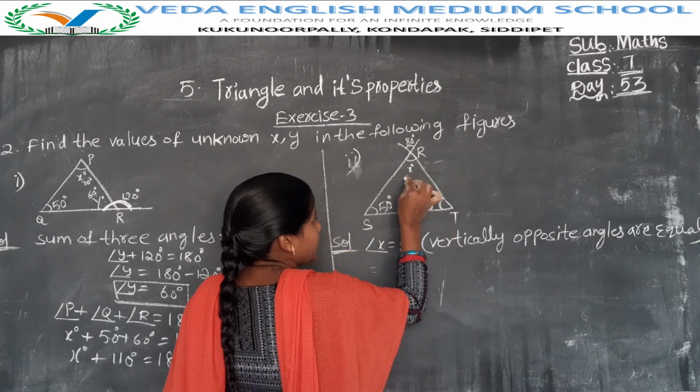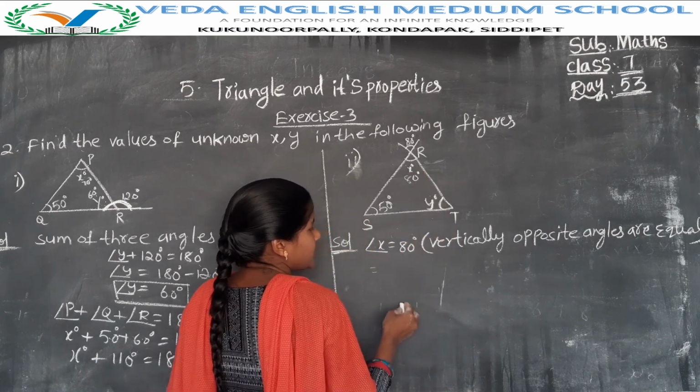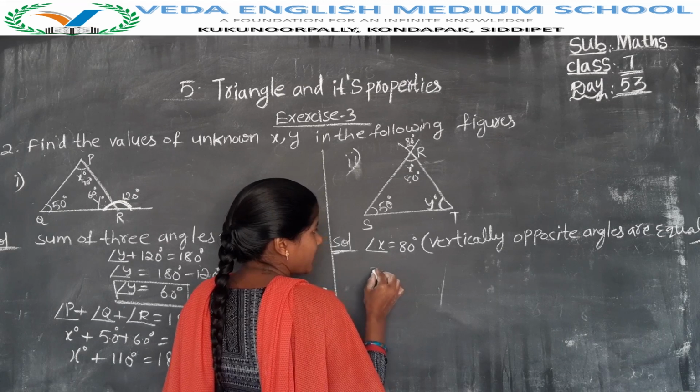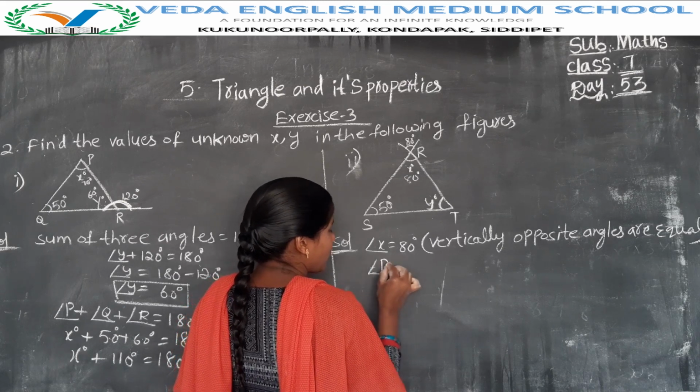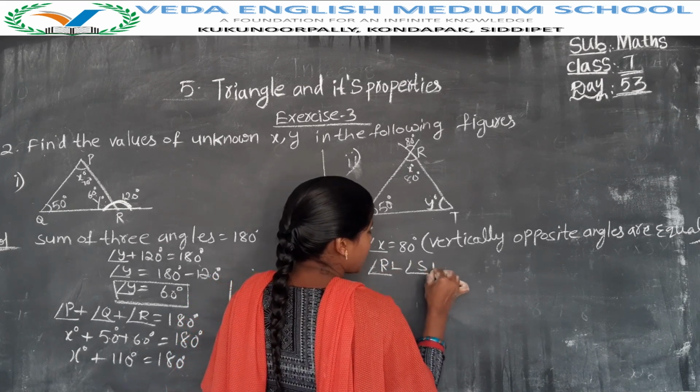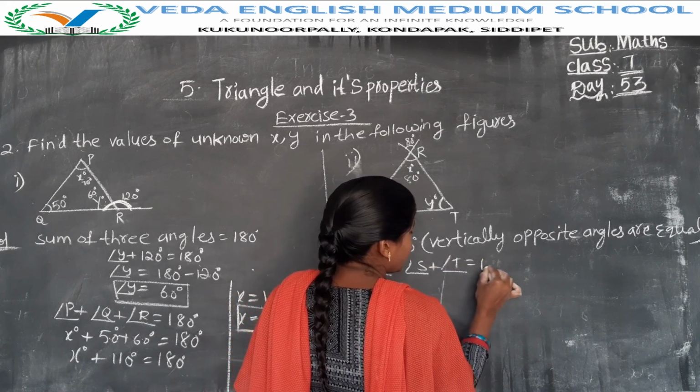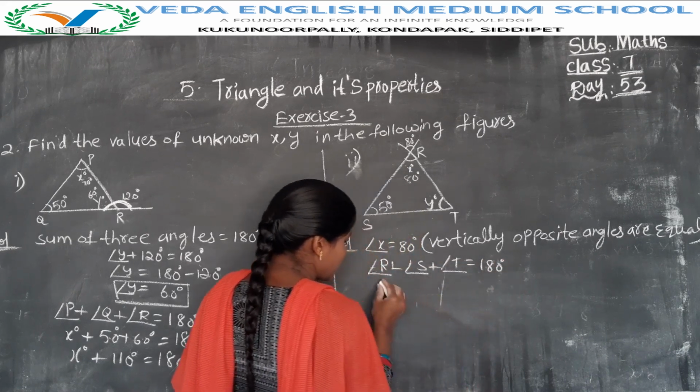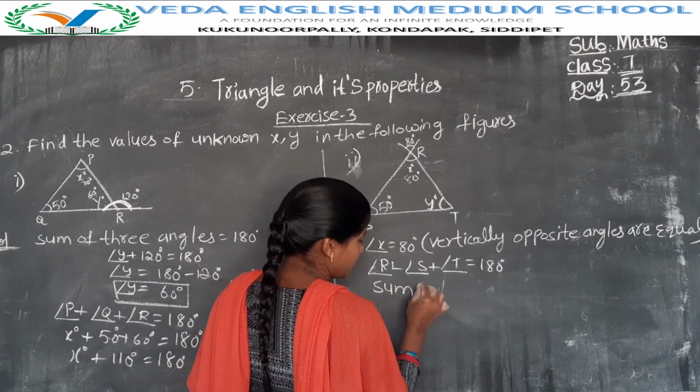So it is 80 degrees. X is 80 degrees. Now, triangle sum property ఏంటి నాన్న? By adding angle R plus angle S plus angle T should be 180 degrees. Now you have to write here, sum of three angles is equal to 180 degrees.